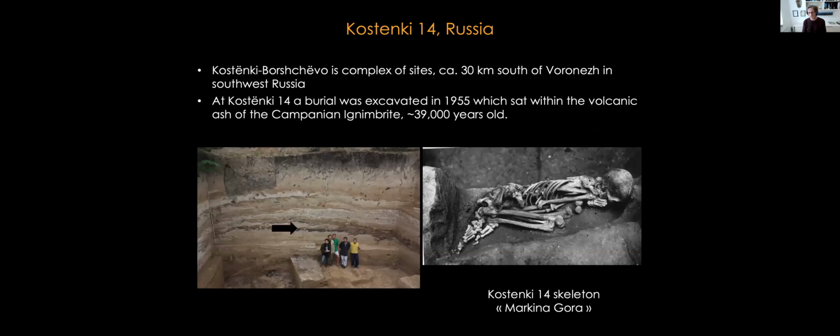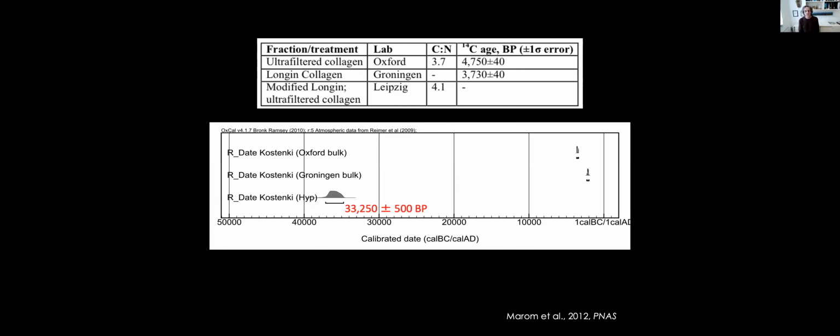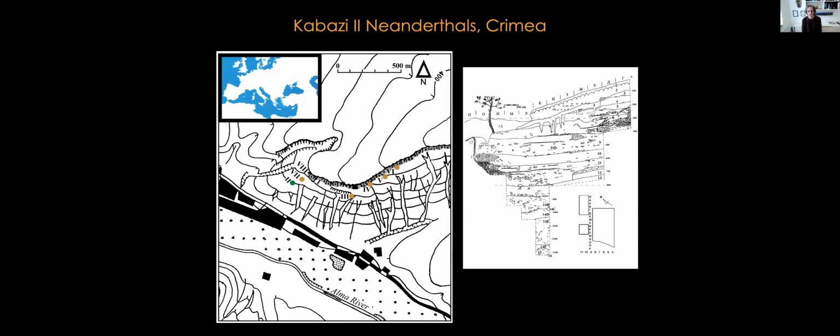At Kostyantki 14 in Russia, a well-preserved skeleton called the Markina Gora Kostyantki 14 skeleton was excavated by Rogachev in 1955. In the side of the grave cut, the Campanian ignimbrite was found, which is around 39,000 years ago. And so we knew that it was a Paleolithic age, but the radiocarbon dates that were first obtained were between 3,500 to 4,500 years ago, the Neolithic. This led to a big debate in Russian archaeology about whether the bones were actually that old. We extracted hydroxyproline from the Kostyantki specimen and got a date of 33,250, perfect for its context. For the first time, we've been able to reliably date that specimen.